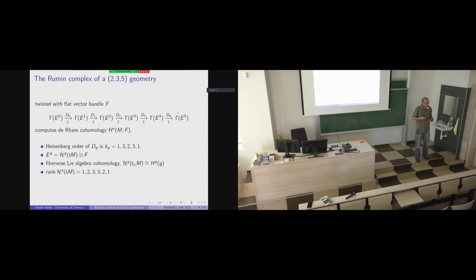So here's a complex that computes the round cohomology. What we would like to do is compare the analytic torsion of this Rumin complex to the analytic torsion of the de Rham complex. The analytic torsion of the de Rham complex is the Ray-Singer torsion. That's a classical object that's well studied.